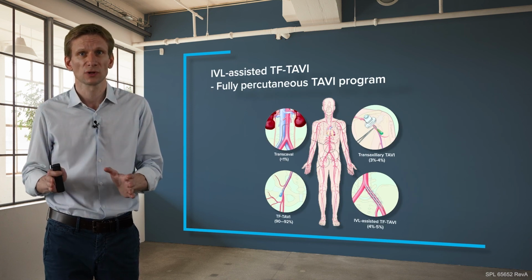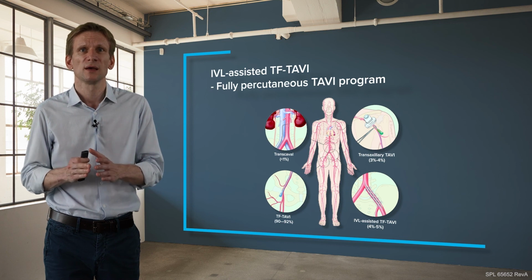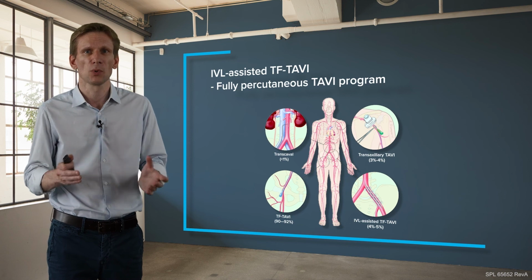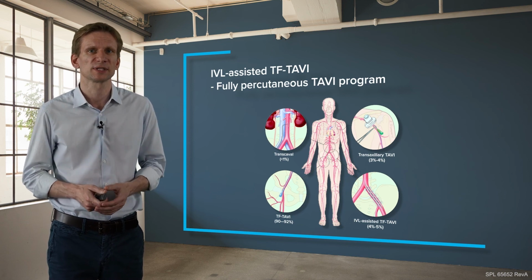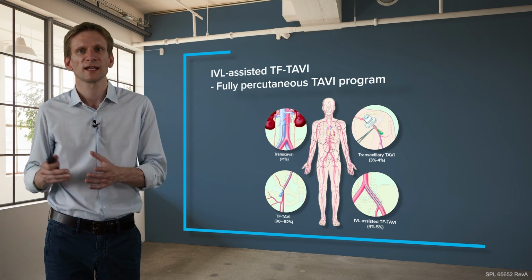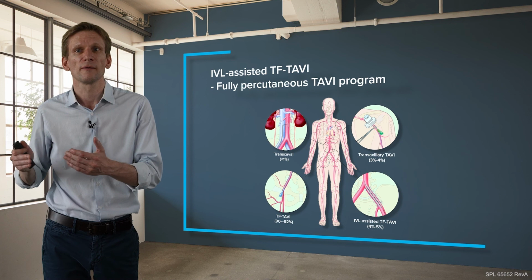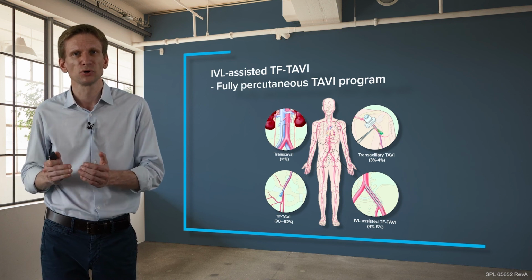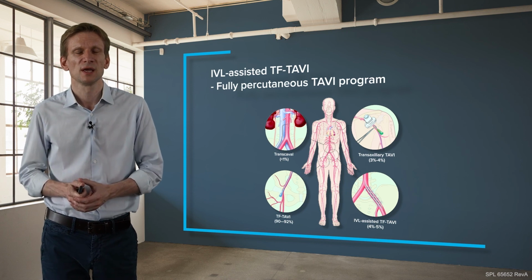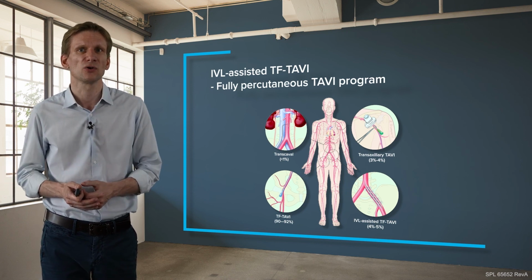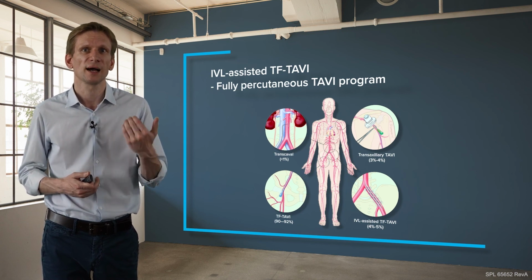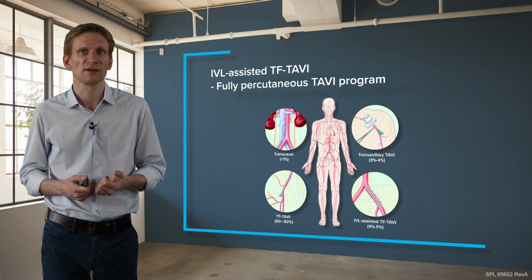So, in total, I would say, to summarize, we offer our patients a fully percutaneous TAVI program. As in most centers throughout the world, 90% of cases can be treated by the routine transfemoral TAVI approach. Thanks to the use of IVL, or shockwave treatment, we can push this transfemoral approach to 95% of our patients. The remaining 5% of patients are also preferentially treated in our center percutaneously, either transaxillary or transcaval approach.